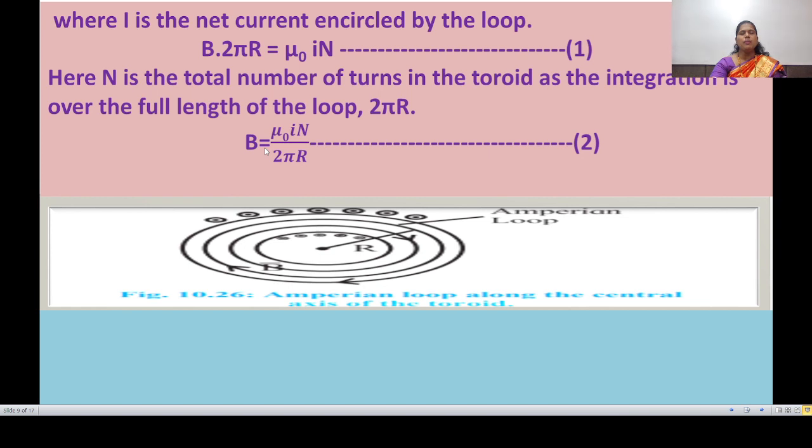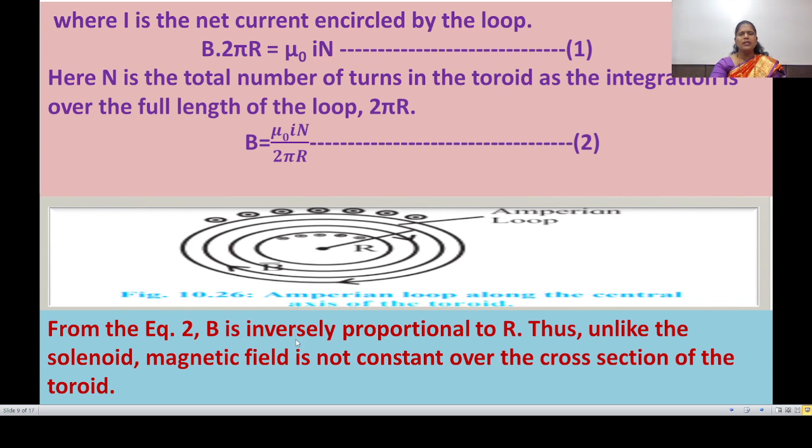This is the equation of the magnetic field along the center of the toroid: B is equal to mu0 N I upon 2 pi r, where N is the total number of turns in the toroid. By this equation, B is inversely proportional to r. That is, unlike the solenoid, the magnetic field is not constant over the cross section of the toroid. This is the equation of the magnetic field of a toroid.